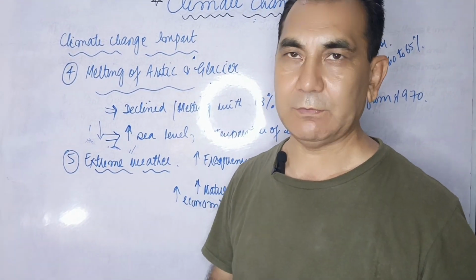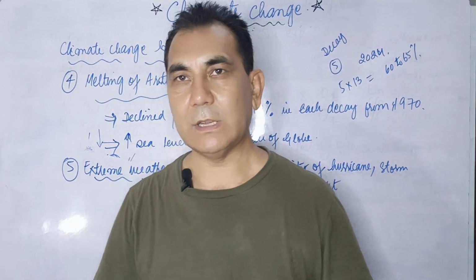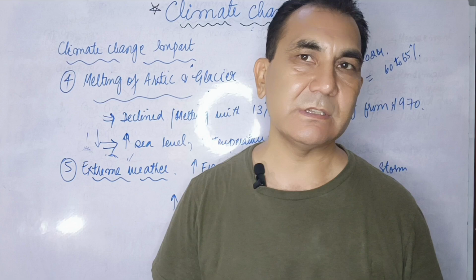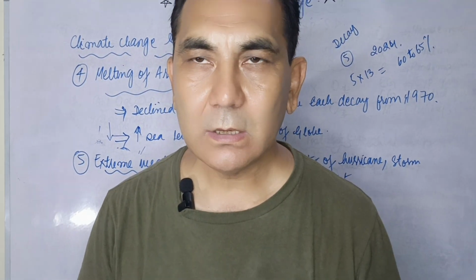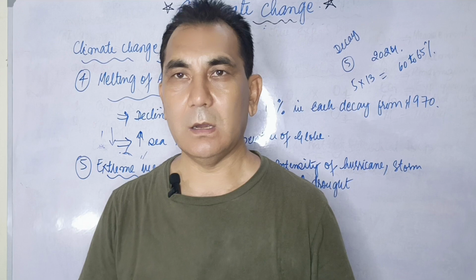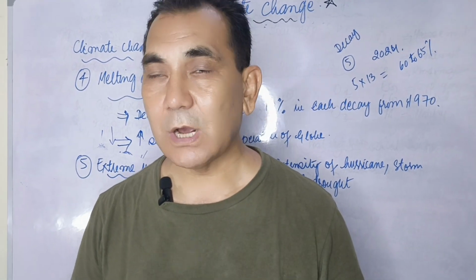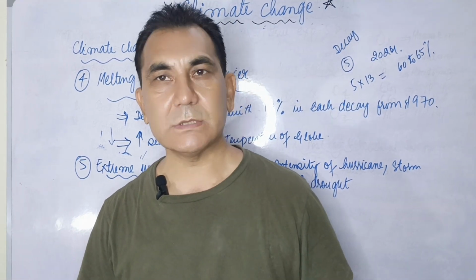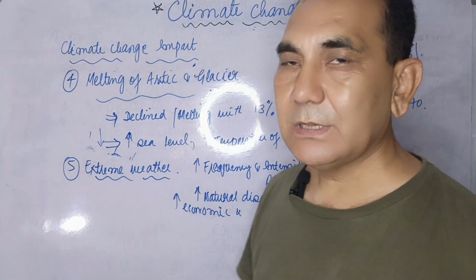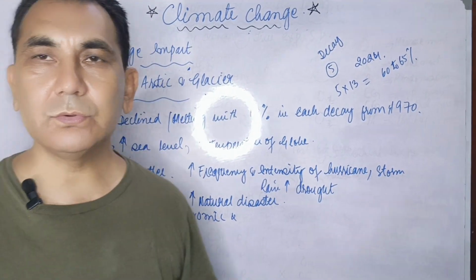In the result of this increase of temperature and the precipitation factor, it is all happening due to human activities. So the main cause of climate change is the greenhouse effect. The greenhouse effect is a combination of two to three gases. The first one is carbon dioxide, and the second ones are methane and nitrogen oxide.